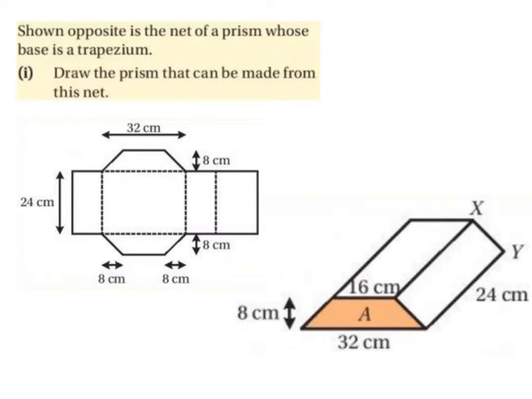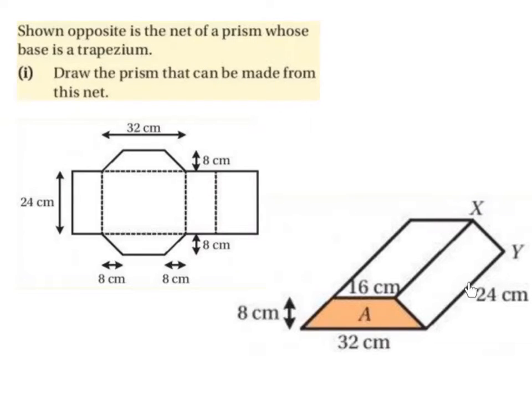So we have a trapezium at the front. We can't see the trapezium that's at the back, but this trapezium would also be at the back. This here is the top, and this is the side. So we can't see the base, we can't see the other side, and we can't see the back trapezium.